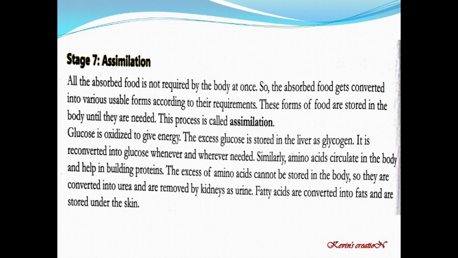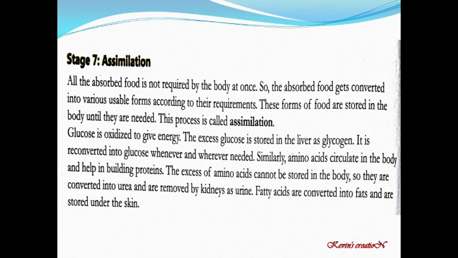Now comes assimilation. Whatever digested food is taken into the blood, what happens to it? All the absorbed food is not required by the body at once. So the absorbed food gets converted into various usable forms according to requirements. These forms of food are stored in the body until they are needed. This is called assimilation.